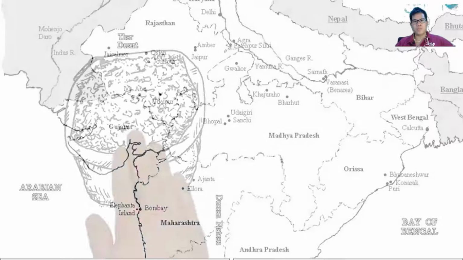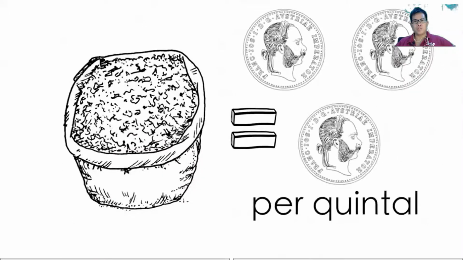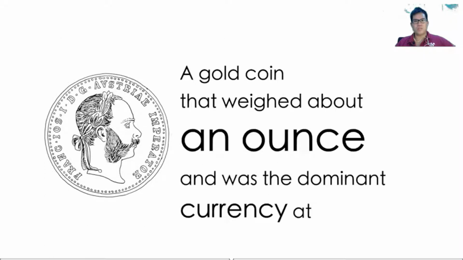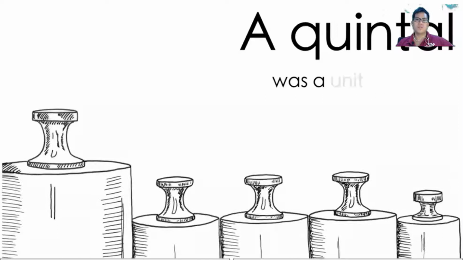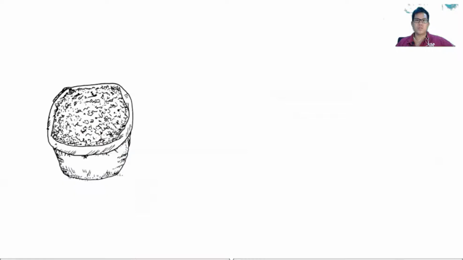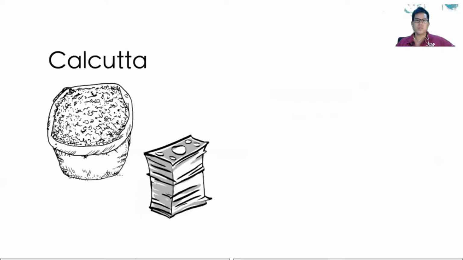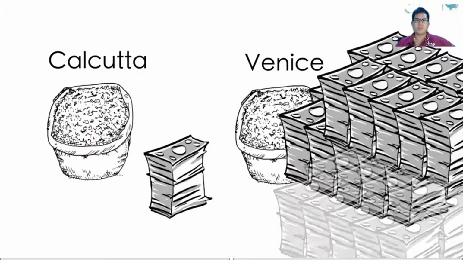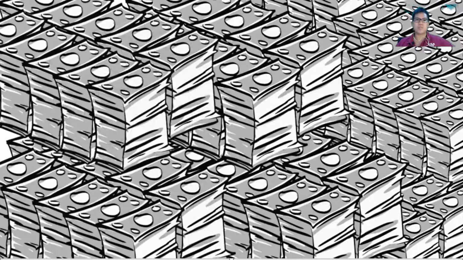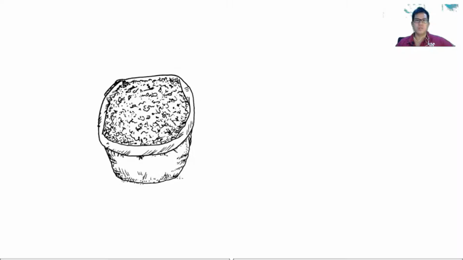When early European traders finally discovered what the prices were on the other side of the world at the source, they were flabbergasted. In India during the 15th century, the local price of pepper was 3 ducats per quintal. A ducat was a gold coin that weighed about an ounce and was the dominant currency at that time. A quintal was a unit of weight that was approximately 125 pounds. In today's currency, that would be like buying 125 pounds of pepper in Calcutta for $4,000 and then selling it in Venice for $120,000.